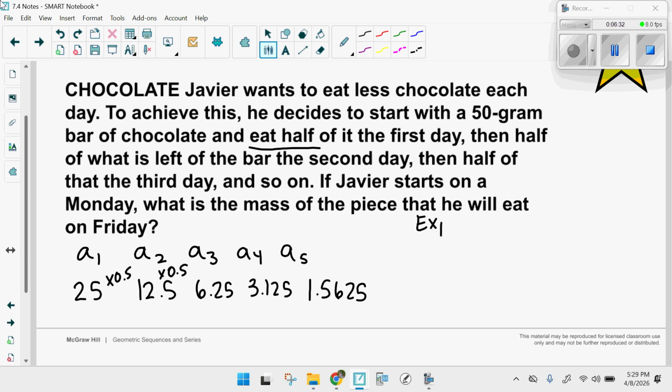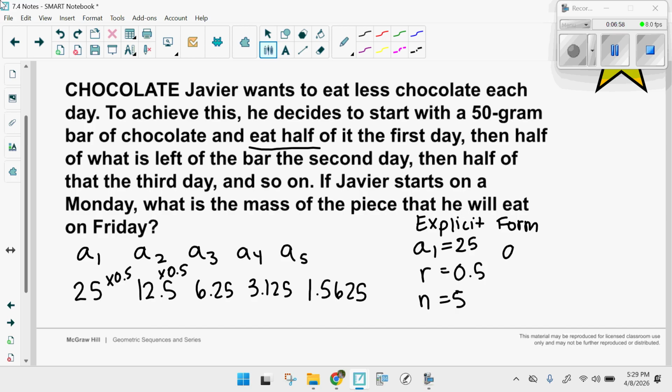A second method is we could use the explicit form. In the explicit form, we're going to need 3 things. We're going to need to know what the first term is, so on that Monday, you'd have 25 grams. Each day he's eating half, so our r is going to be 0.5. And we have an n of 5.